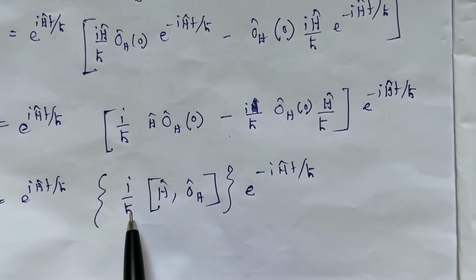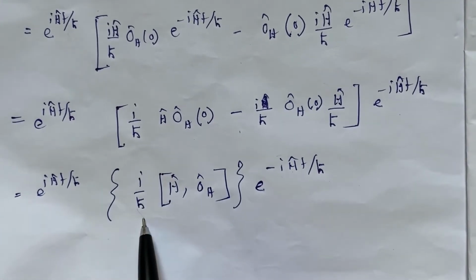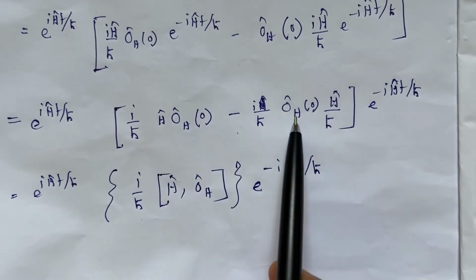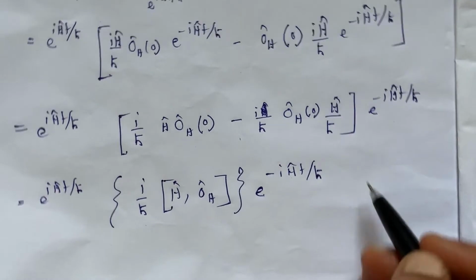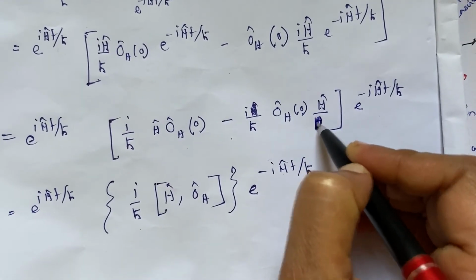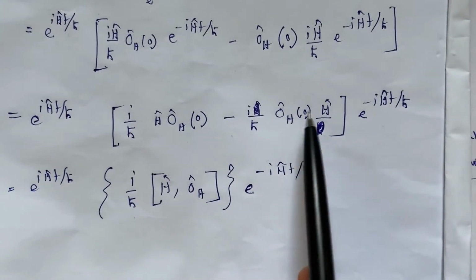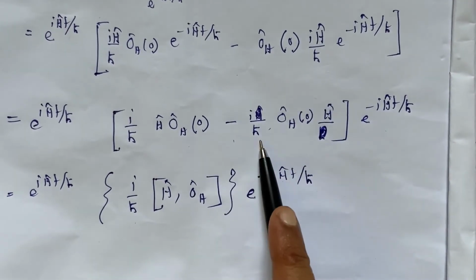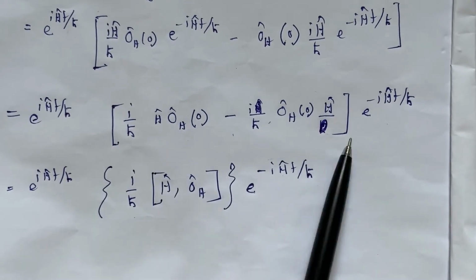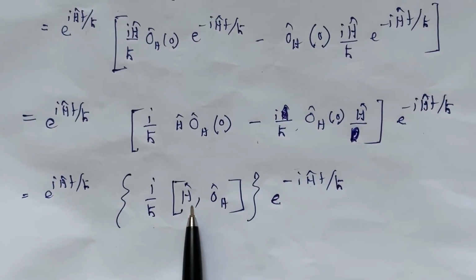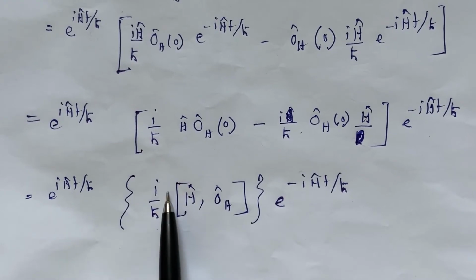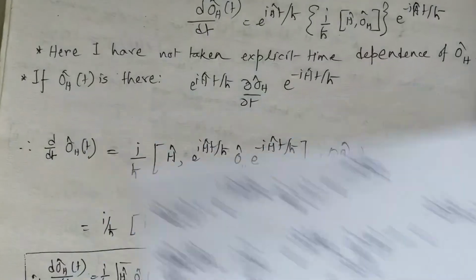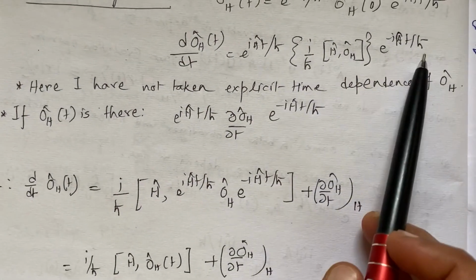If we take i by h cross outside, this gives me H O_H minus O_H H. This is an extra h cross, I'm sorry. This should not be here. I by h cross I have already written here. So this relation is basically the commutation relation of the Hamiltonian and O_H with an i by h cross. And this I have written here.